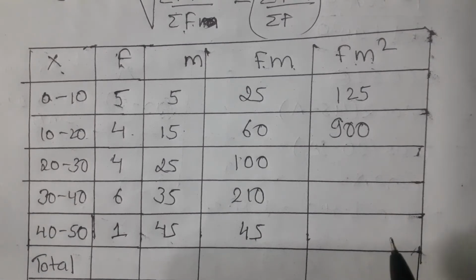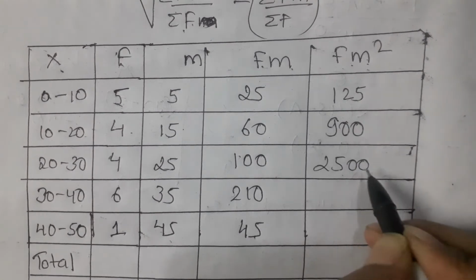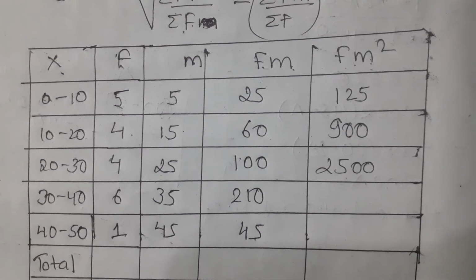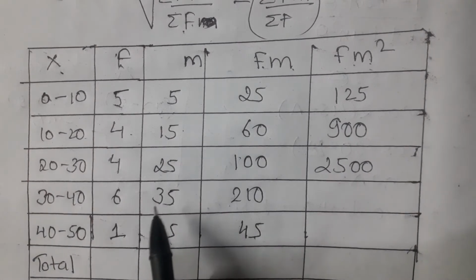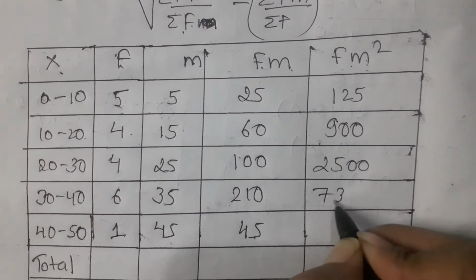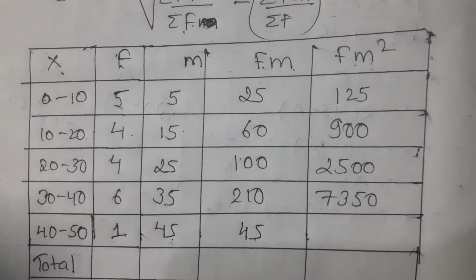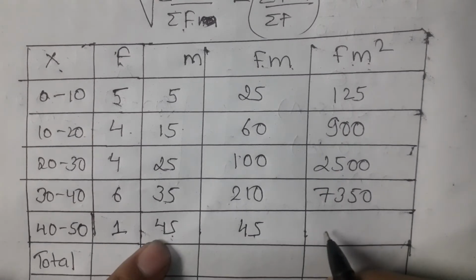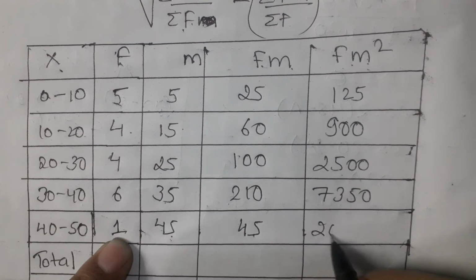2500. Similarly this also becomes 35 square. 35 square is 1225, and that 1225 into 6 becomes 7350. And the last one is 45 square into 1, and here you just need to multiply 45 into 45 and you will get 2025. 2025 into 1 becomes 2025 only.